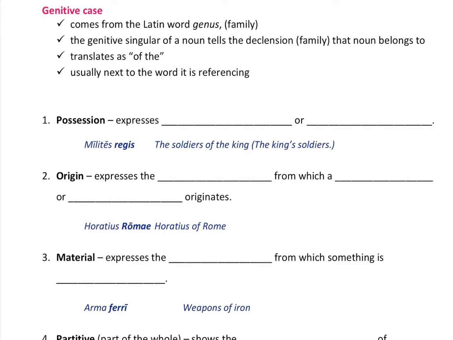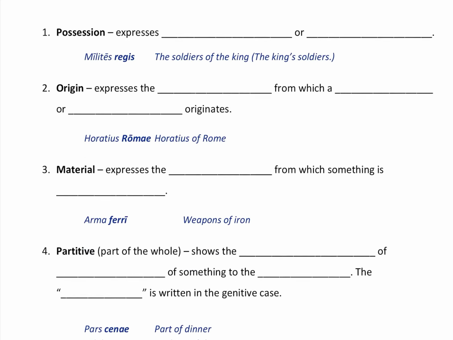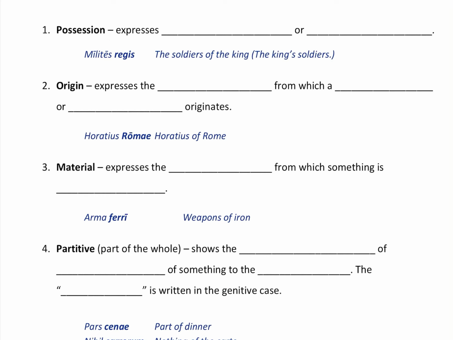Now, we're going to learn 4 uses of the genitive case. Most of the time, the genitive will be next to the word it's referencing. So if you see 2 nouns in a row and one looks like a genitive, it probably is. All right, first is genitive of possession. It expresses ownership or belonging.